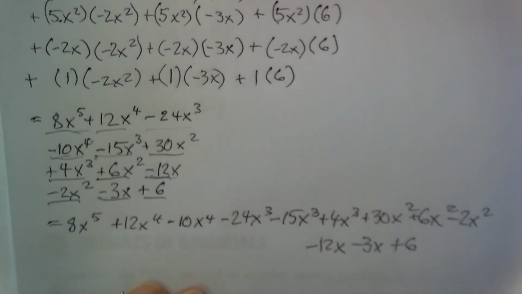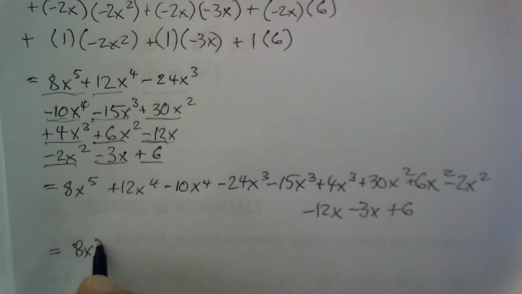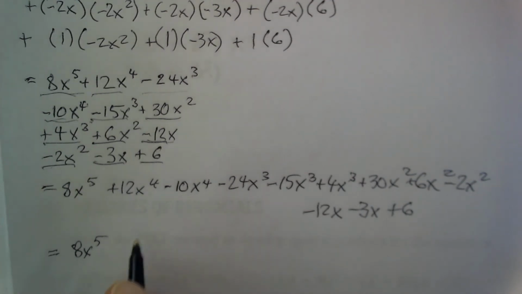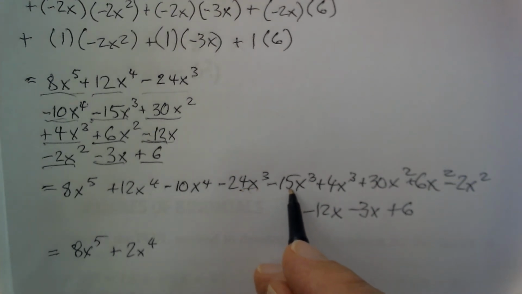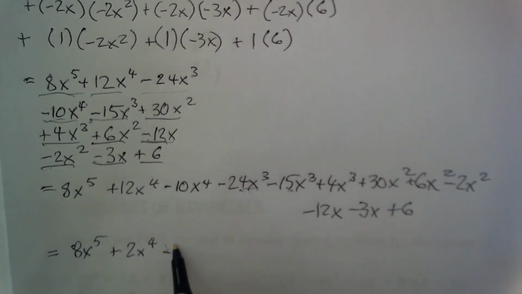So now, again, we are combining the like terms, and we notice there's only one term with x to the fifth, so it is 8x to the fifth. And then we have 12x to the fourth minus 10x to the fourth, and 12 minus 10 is 2, so 2x to the fourth. And then there are minus 24x to the third, minus 15x to the third, that's minus 39x to the third, plus 4x to the third, and that makes it minus 35x to the third.